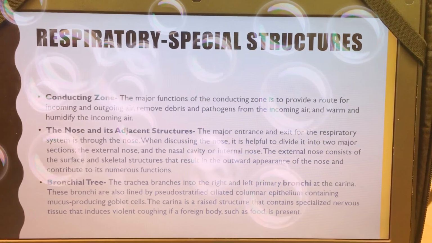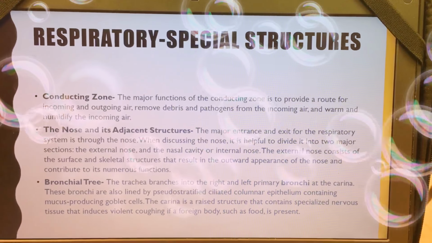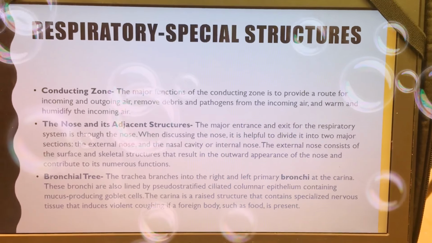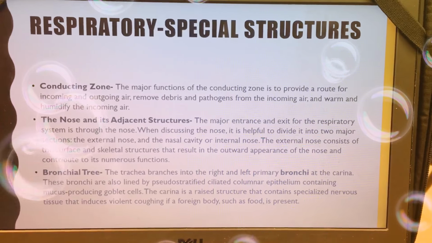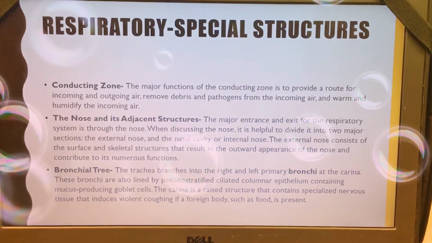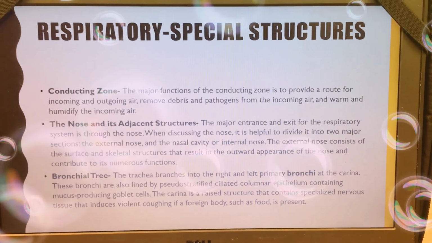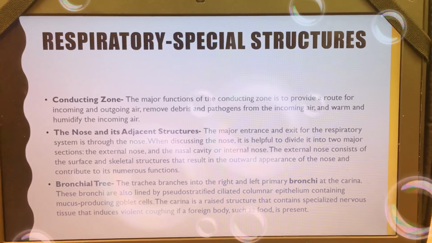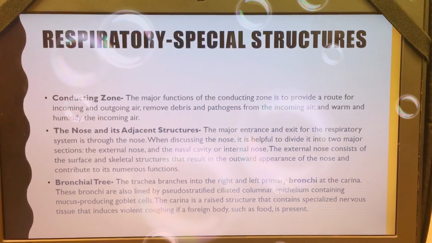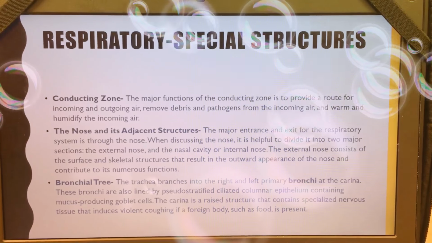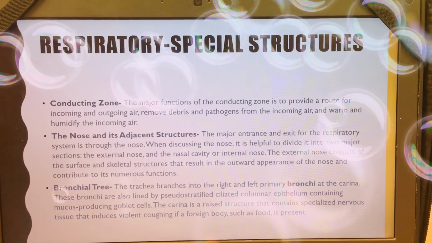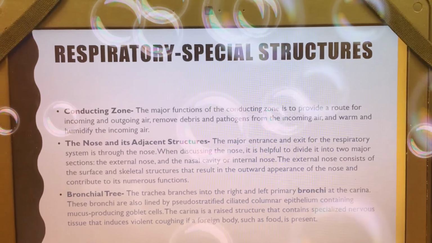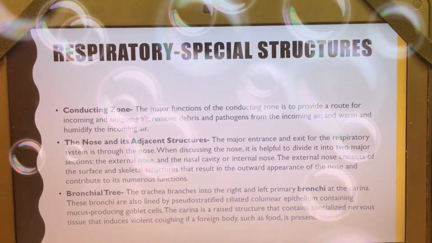When discussing the nose, it is helpful to divide it into two major sections: the external nose and the nasal cavity, or internal nose. And I'll go ahead and skip to the bronchi. The trachea branches into the right and left primary bronchi at the carina. These bronchi are also lined by pseudostratified ciliated columnar epithelium, containing mucus-producing goblet cells.